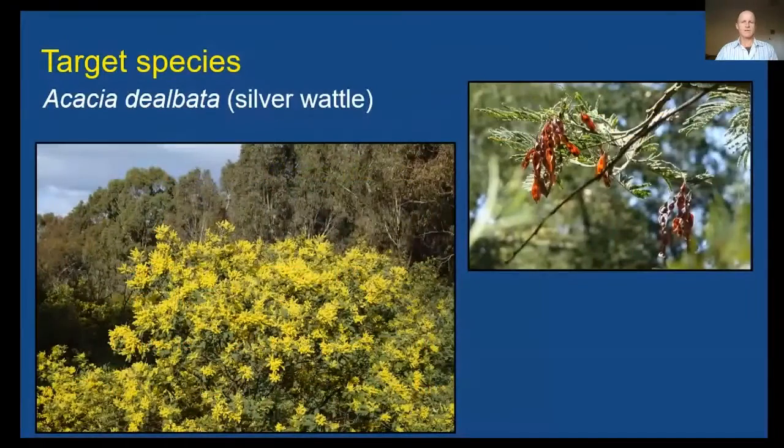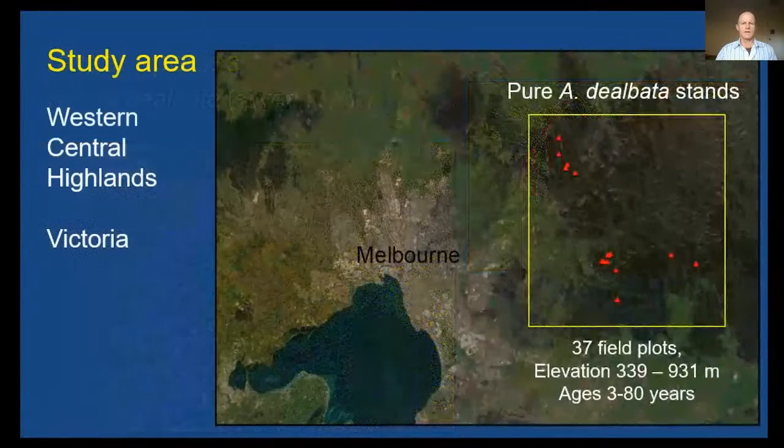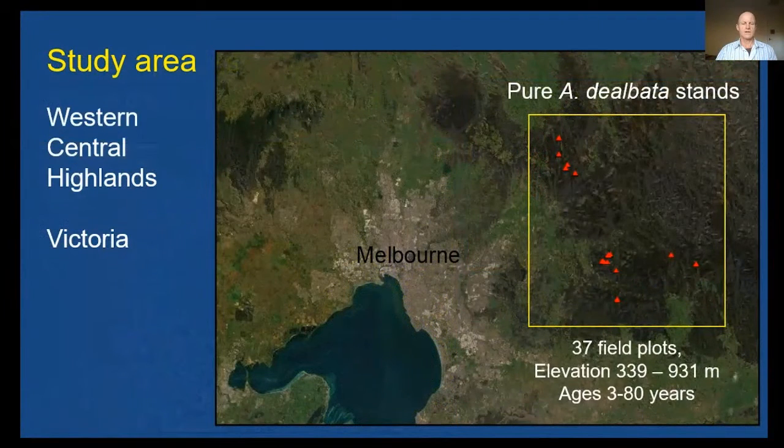My target species is Acacia dealbata, silver wattle, which is very common in southeast Australia. And my study area is the Western Central Highlands of Victoria, and I took soil samples from underneath pure stands of Acacia dealbata trees.